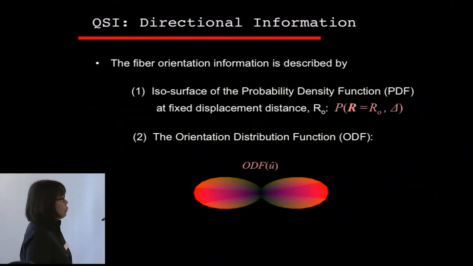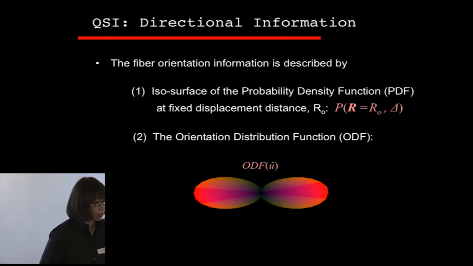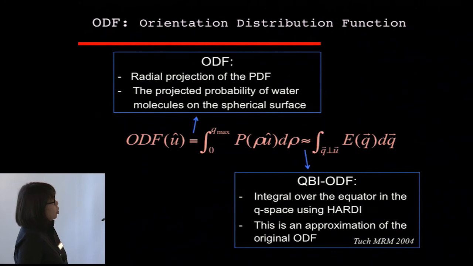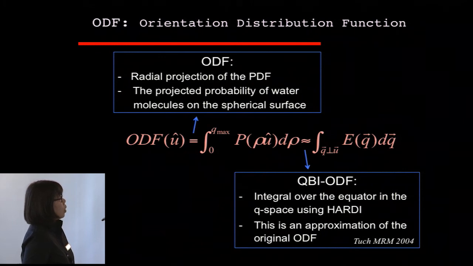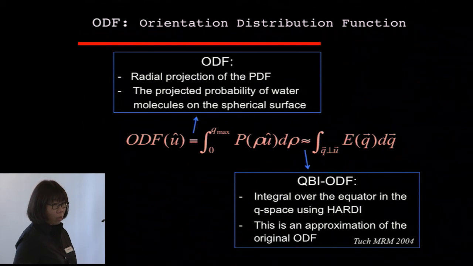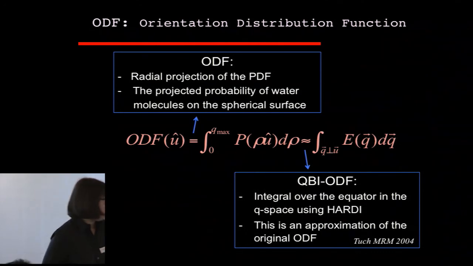The fiber orientation information is described by the isosurface of the probability density function at a fixed displacement distance, or the orientation distribution function. ODF is defined as the radial projection of the PDF. It describes the projected probability of water molecules on a spherical surface. Another way to compute ODF is using Q-ball imaging. It uses the integral over the equator in Q-space using a HARDI acquisition method, and this ODF is an approximation of the original ODF.